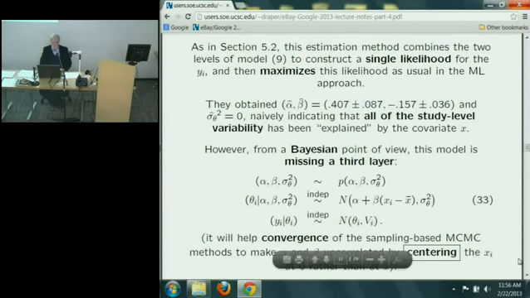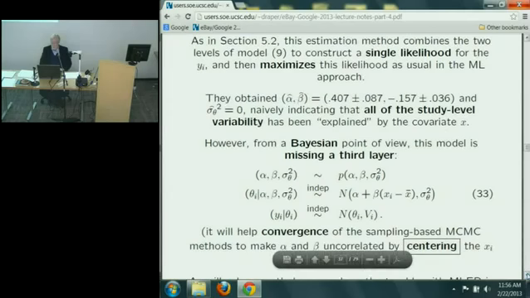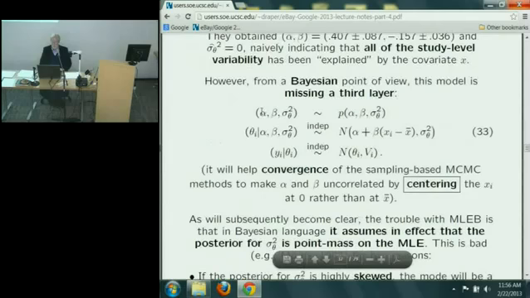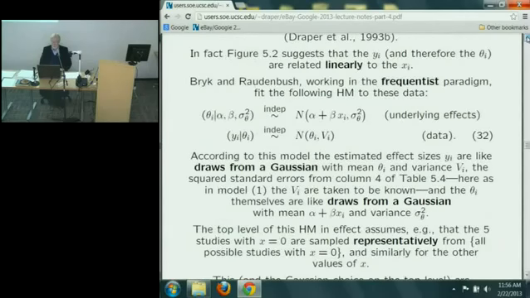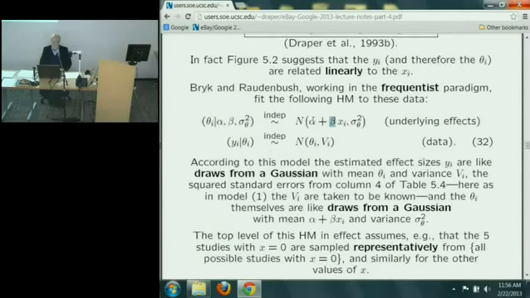From a Bayesian point of view, this model is missing a third layer. We need to have a prior distribution on all 3 of those parameters. And actually, you may or may not have ever noticed this before, but in regression, to stabilize the estimation of the parameters alpha and beta, it's a good idea to center the x variable by subtracting off its mean. And I can make a little sketch that shows why that's true.